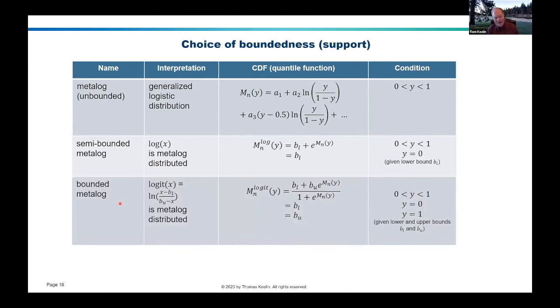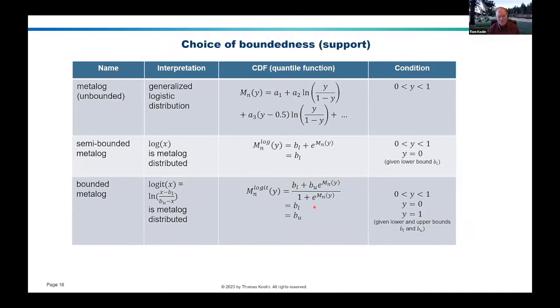You can also have a bounded Metalog distribution, and that is if the logit of x that has a given lower bound and a given upper bound, whatever you want, if the logit of x is Metalog distributed, then the logit Metalog distribution has an upper bound and a lower bound. So this is very much like a beta distribution. And in fact, the logit Metalog can arbitrarily closely approximate any beta distribution with any settings for alpha and beta, its parameters you want, but it's far more flexible than the beta distribution and can be used for many more things. But anyway, you have this choice.